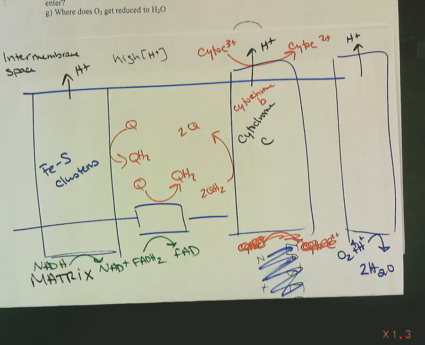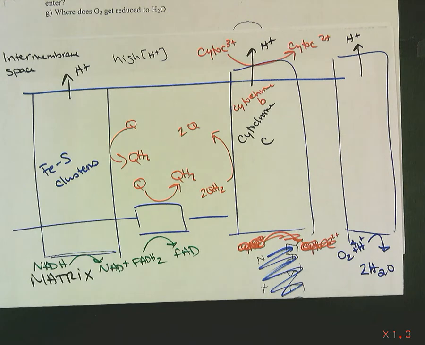So then if I was to draw complex 5, which is the ATP synthase, which way would it be pumping protons? Inner membrane space to matrix or matrix to inner membrane space? It's going to pump from high to low. Which of these should have the lowest redox potential? 1, 2, 3, or 4? 1. Which one has to have the highest oxidation potential?